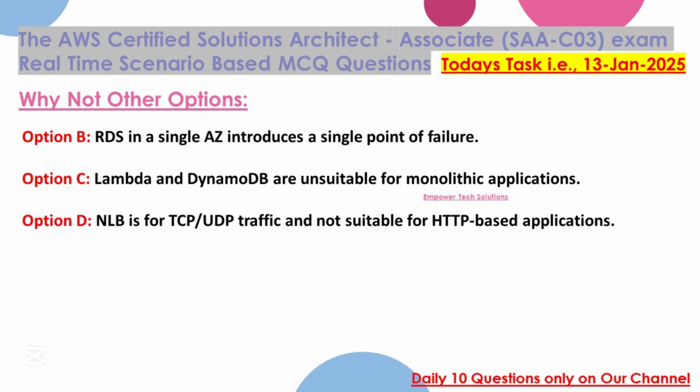Why not other options? Option B. RDS in a single AZ introduces a single point of failure. Option C. Lambda and DynamoDB are unsuitable for monolithic applications. Option D. NLB is for TCP/UDP traffic and not suitable for HTTP-based applications.